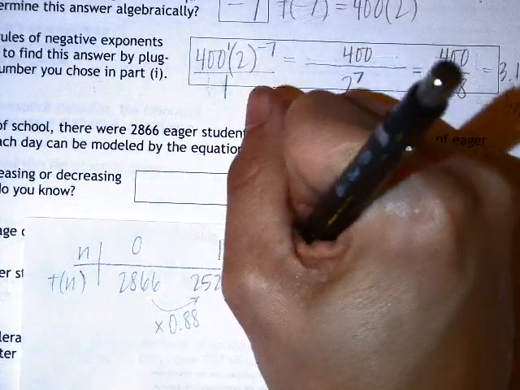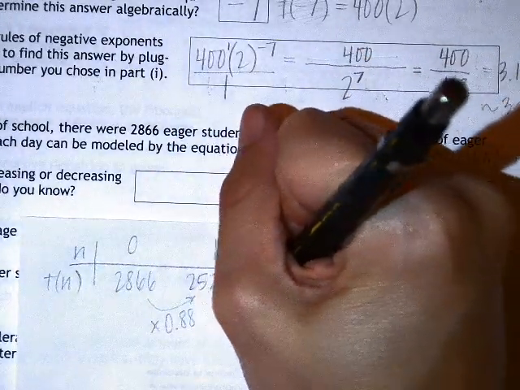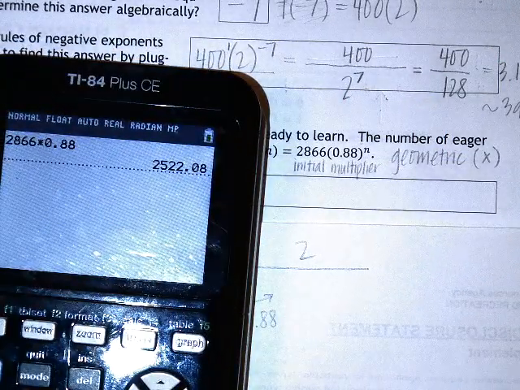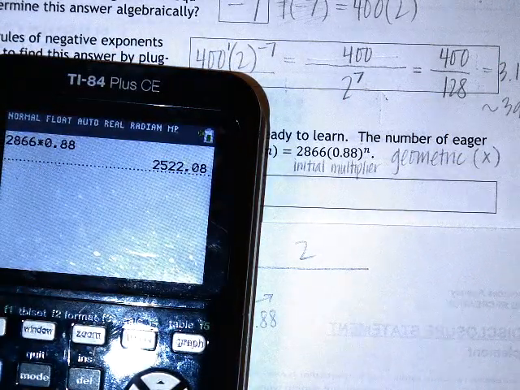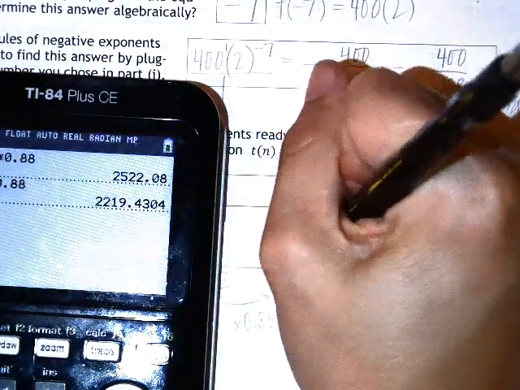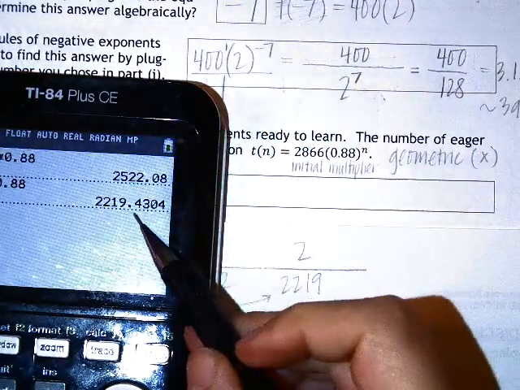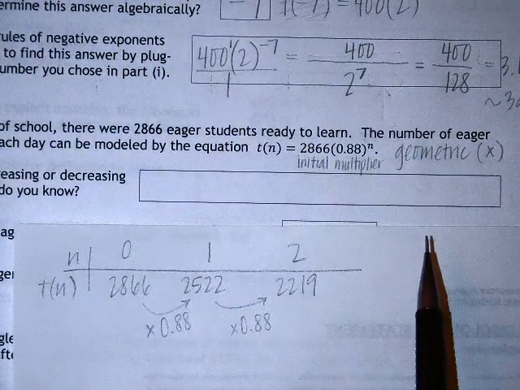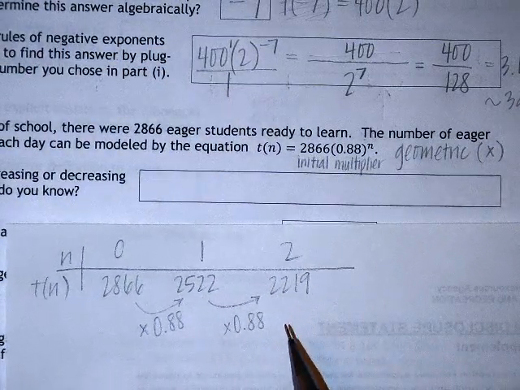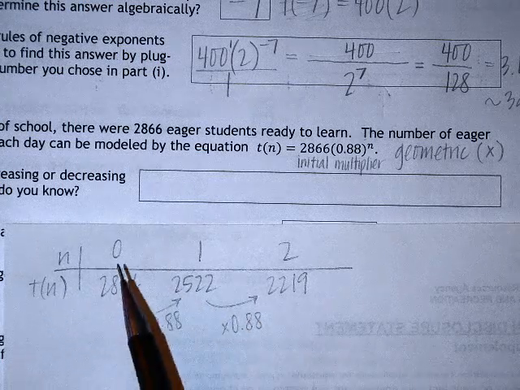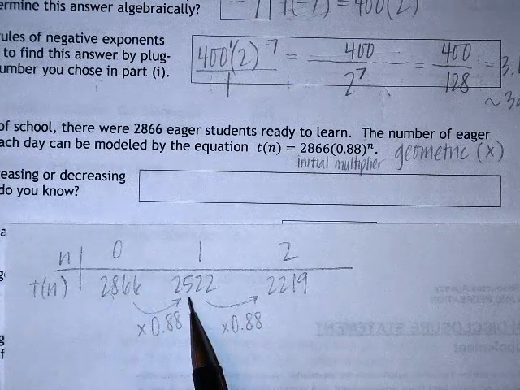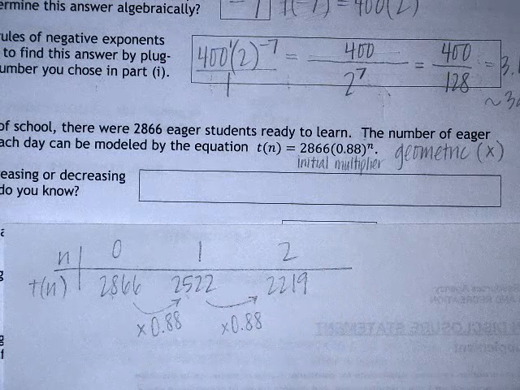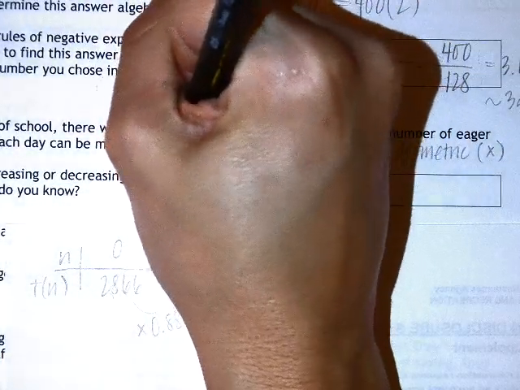I'll check one more day because sometimes the first time is just a coincidence, so we always want to check at least one more to be sure. If I multiply by another 0.88, I get 2219. And again, can't have 0.43 of a person, so I'm just going to leave that as 2219. And then I tell myself, oh, wait a minute. Okay, yeah, this is clearly decreasing because 2,800 students becomes 2,500 students becomes 2,200 students. That number is getting smaller and smaller. So this is a decreasing sequence.